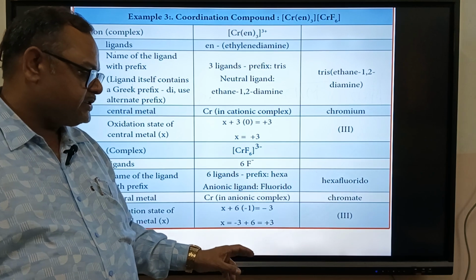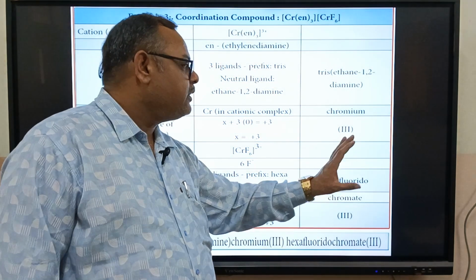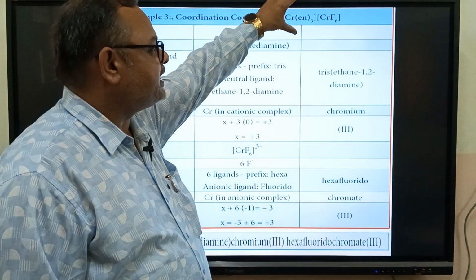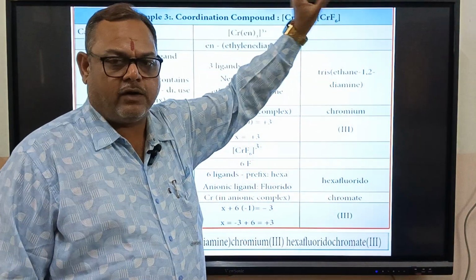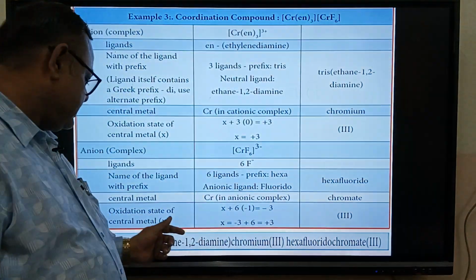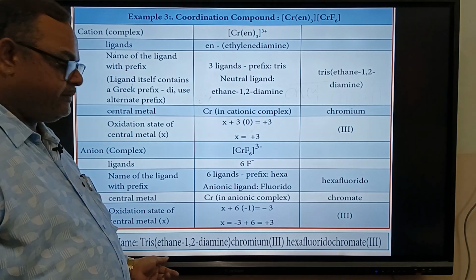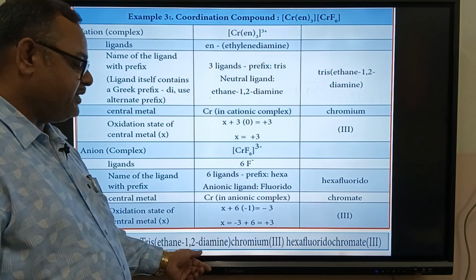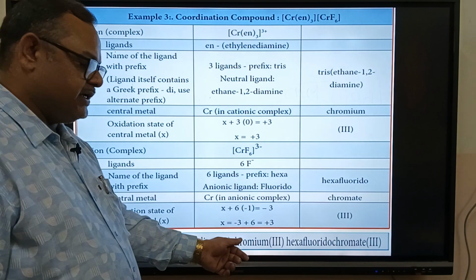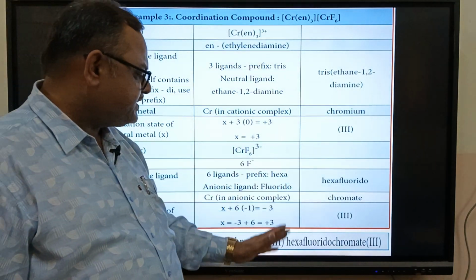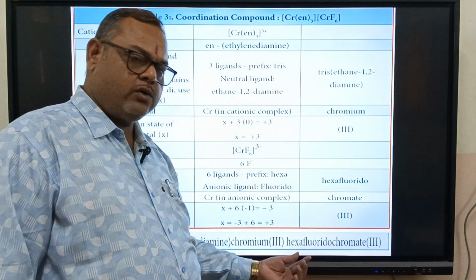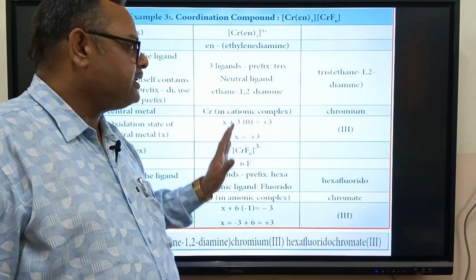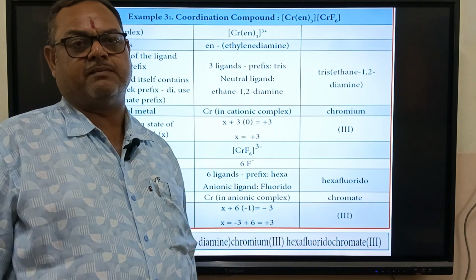So it becomes (III). Now we will be writing the name of the complex cation followed by the name of the complex anion. So it is tris(ethane-1,2-diamine)chromium(III), then the name of the anion, which is hexafluoridochromate(III). Now this is the name of the entire compound.